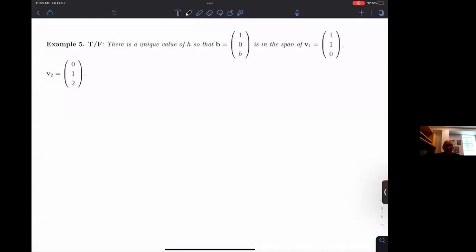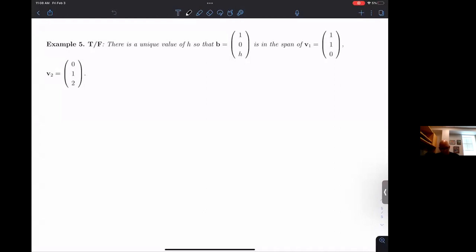Hey folks, so this is example 5 from the section 1.3 notes on vector equations. It was the true false question I left as a challenge for you to think about on your own. So the question was, is it true or false that there is a unique value of h so that the vector b, 1, 0, h, is in the span of v1 and v2?